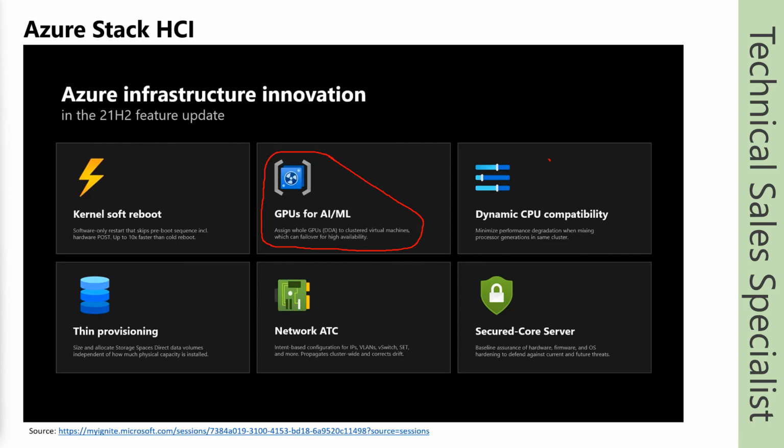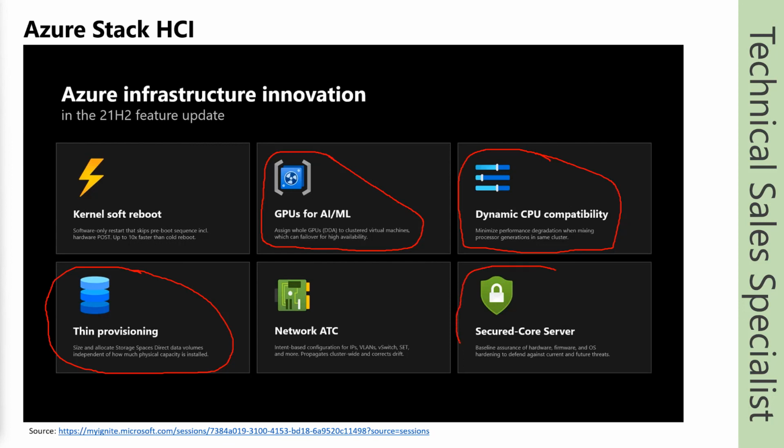We have the dynamic CPU compatibility. This is very important when you plan to expand your Azure Stack HCI cluster later in the future, where maybe some CPUs are no longer available. With the CPU compatibility, we have an exclusive feature in Azure Stack HCI that provides the maximum compatibility level between these different CPU feature sets. We have thin provisioning for volumes in Azure Stack HCI. This is a Storage Spaces Direct functionality, but it's only available in Azure Stack HCI.